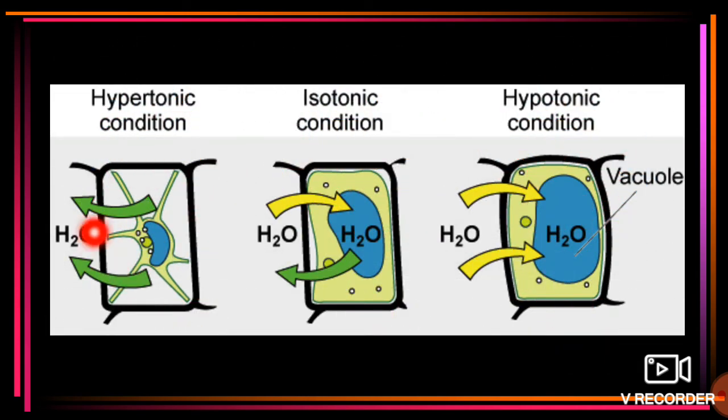If you see, this is a diagram of a plant cell. If it is a hypertonic solution, water will go outside and the cell will shrink, the protoplasm will shrink, the cytoplasm will shrink. In the isotonic solution, there is no net flow. Water will go inside and come outside, and the total flow will be 0. So there will be no change in the cell size or shape.